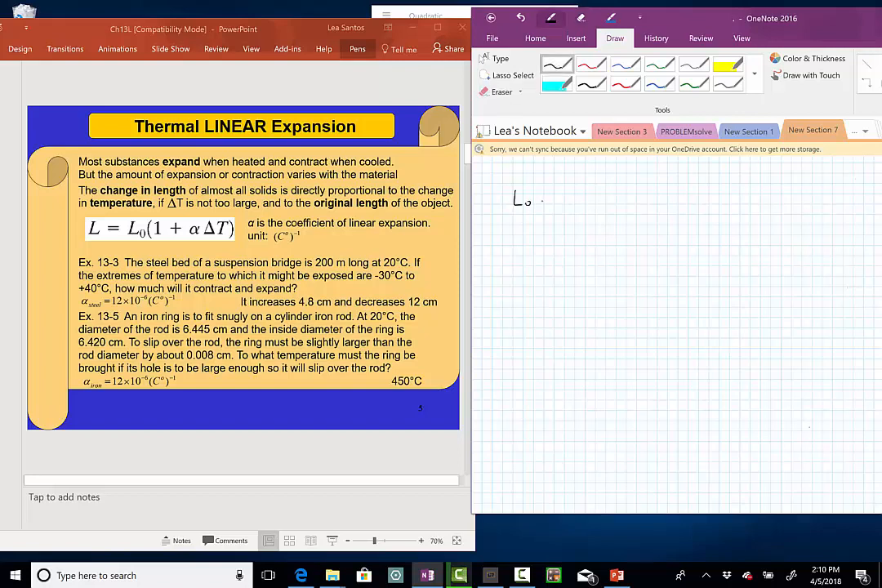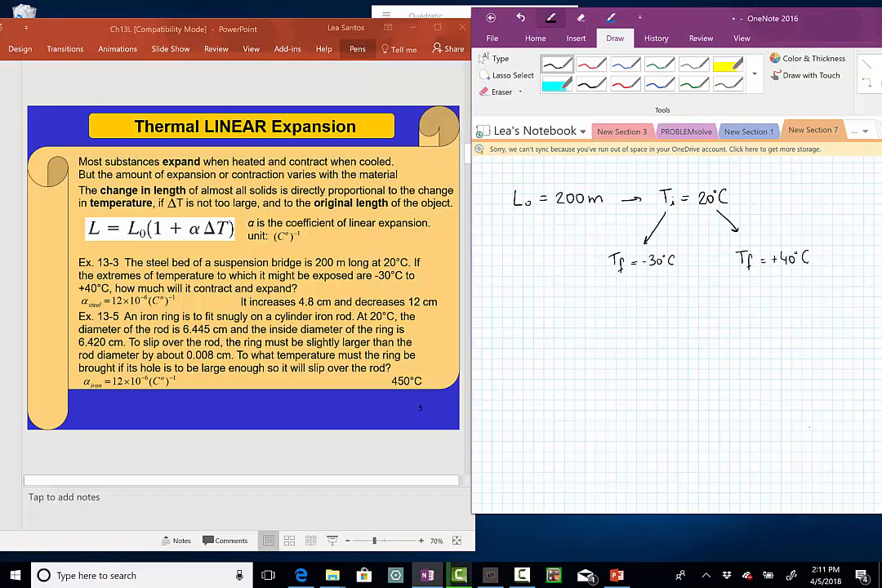So I'm going to write this L0, this L0 being 200 meters because this is the original length. And this is the length when the temperature, I'm going to call this the initial temperature, is 20 Celsius. If the extremes of temperature to which it might be exposed are, so there are two possible final temperatures that this bridge can be subjected to. When it's very, very cold, it can reach minus 30 degrees. When it's very, very hot, it can reach plus 40 degrees.